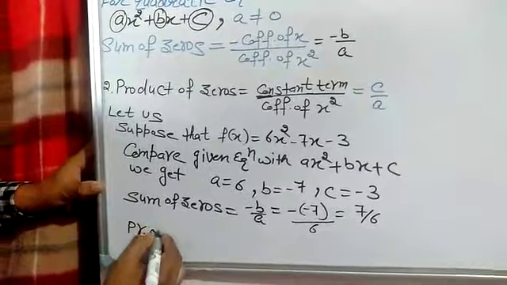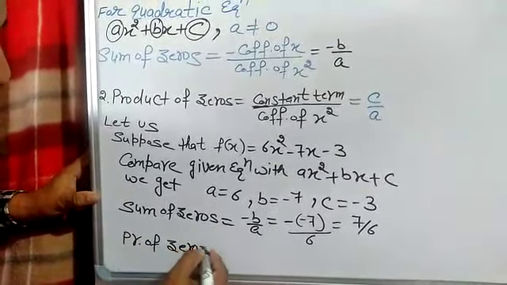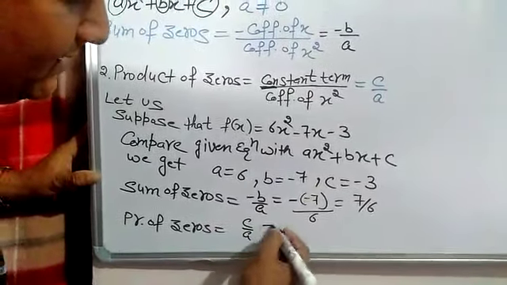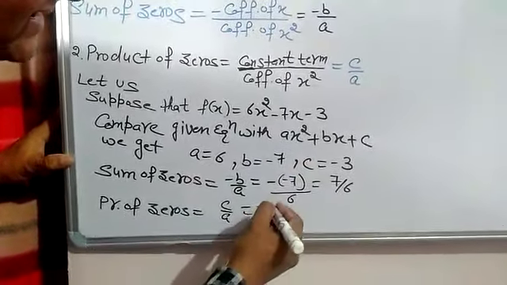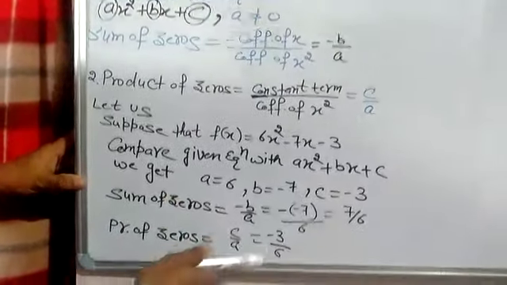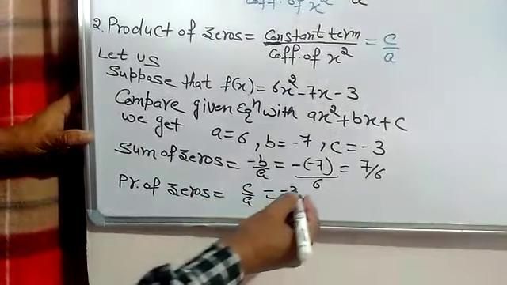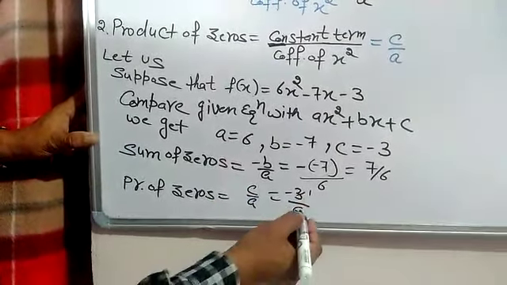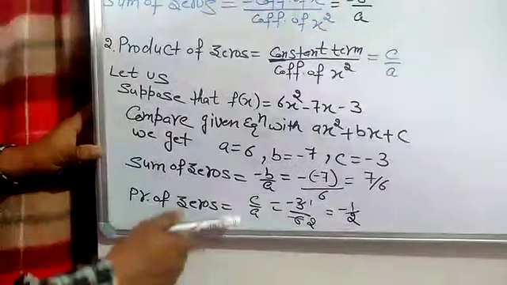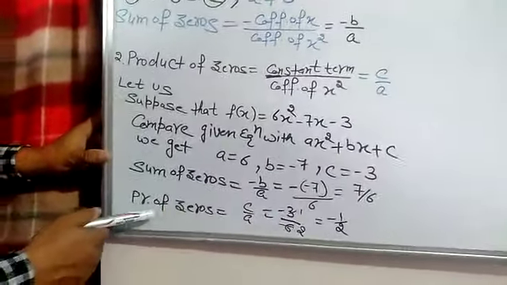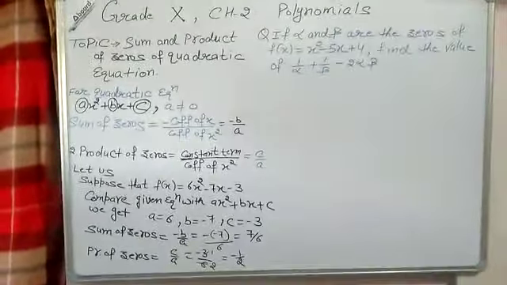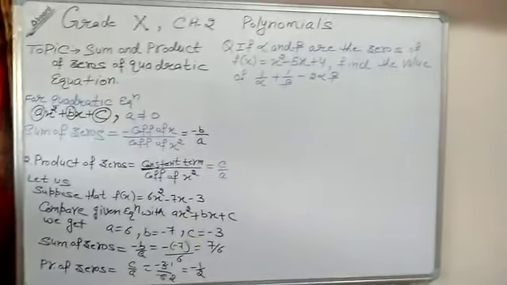Then next is product of zeros. Product of zeros, by the formula, is c upon a. What is the value of c? That is minus 3. And what about the value of a? That is 6. So you can see, 3 and 6 are both multiple of 3, so we go for cancellation. So we are left with minus 1 upon 2. That is the value of c upon a, that is product of zeros. So this is your sum of zeros and product of zeros in case of quadratic equation.